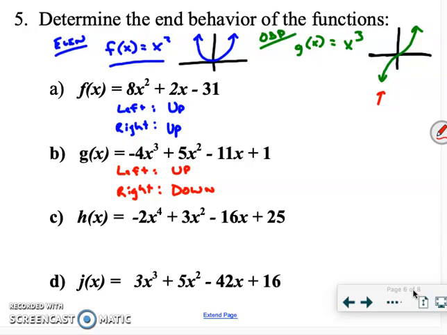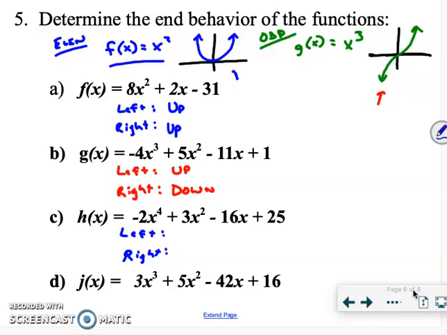Part C, we have h of x is equal to negative 2x to the 4th. So again, x to the 4th, that's going to be an even degree. So I know that my left and right ends should be going in the exact same direction. This time we can see that the leading coefficient is -2, which, again, the negative part is what really matters for us.